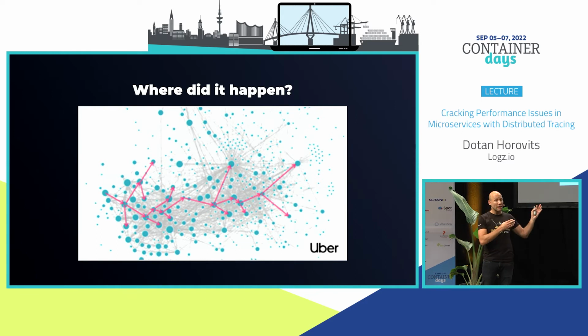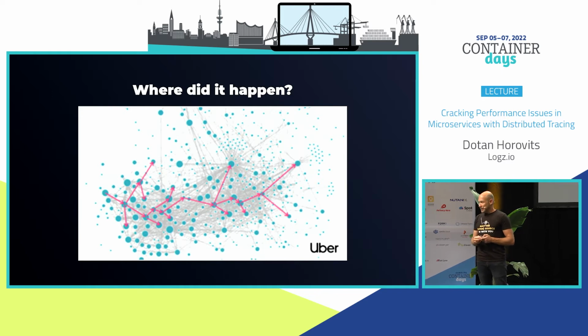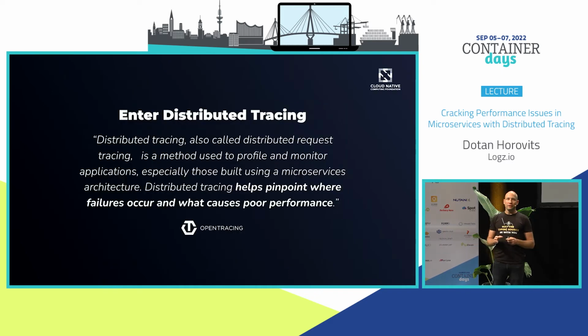This is a diagram from Uber, actually part of the system diagram of Uber. Just imagine tracing one individual trace throughout this monster. So that's what distributed tracing comes to solve.